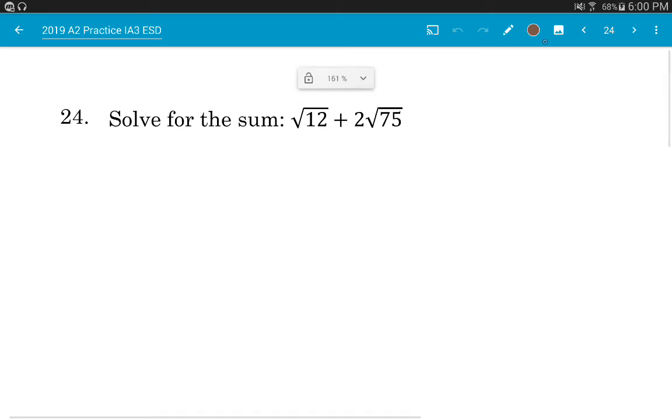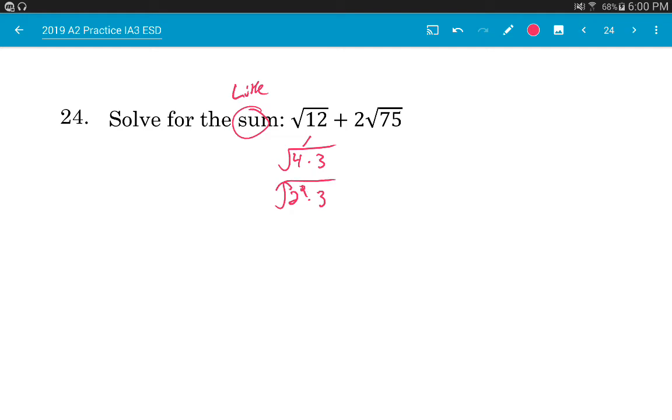Solve for the sum. In order to add them, right, sums, they have to be like. They're not right now, so here's what we're going to do. This is going to become 4 and 3. 4 becomes 2 squared, so 2 squared times 3, and the 2 can come out, so we get 2 radical 3. On the right-hand side, 2 rad 75, this is going to become 25 times 3. The 2 hangs out on front. 25 becomes 5 squared, so we get 5 squared times 3. 2 still on front.